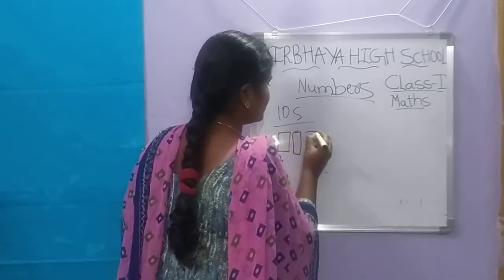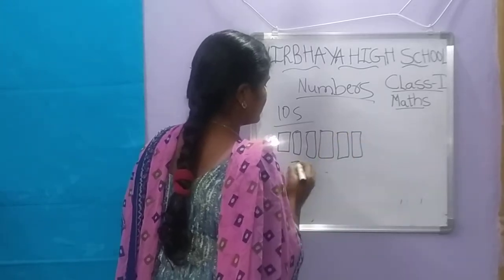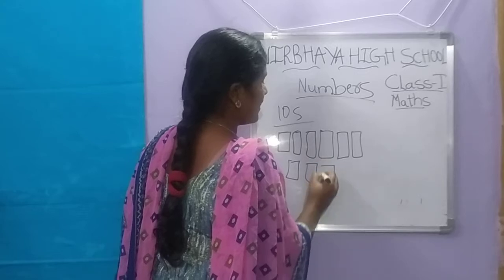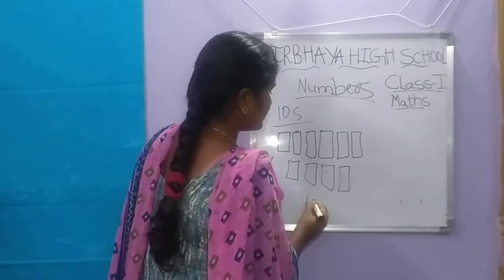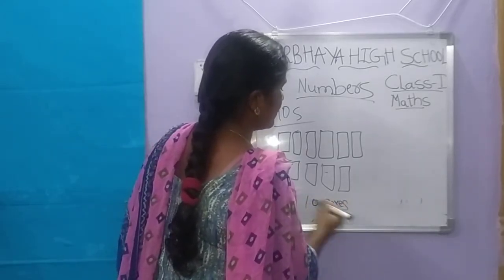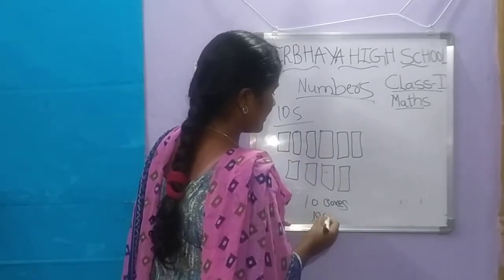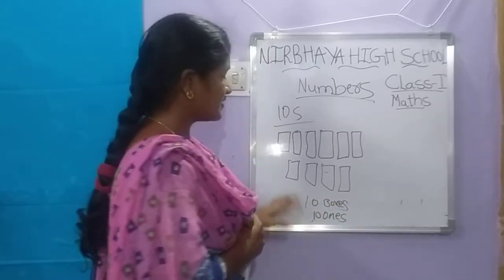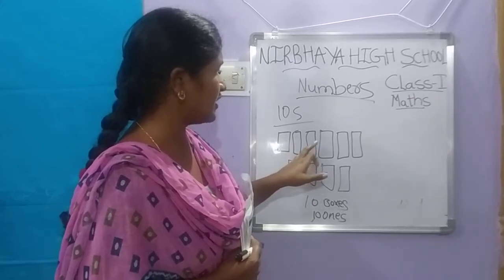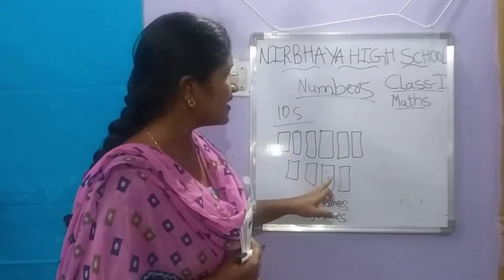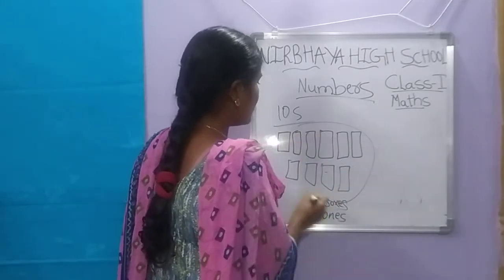For example, you see 2, 3, 4, 5, 6, 7, 8, 9, 10. How many boxes? 10 boxes. How many tens? How many ones? 10 ones. 10 ones means 10 boxes are here. 1, 2, 3, 4, 5, 6, 7, 8, 9, 10. So it is easy to count if we divide these boxes into tens.